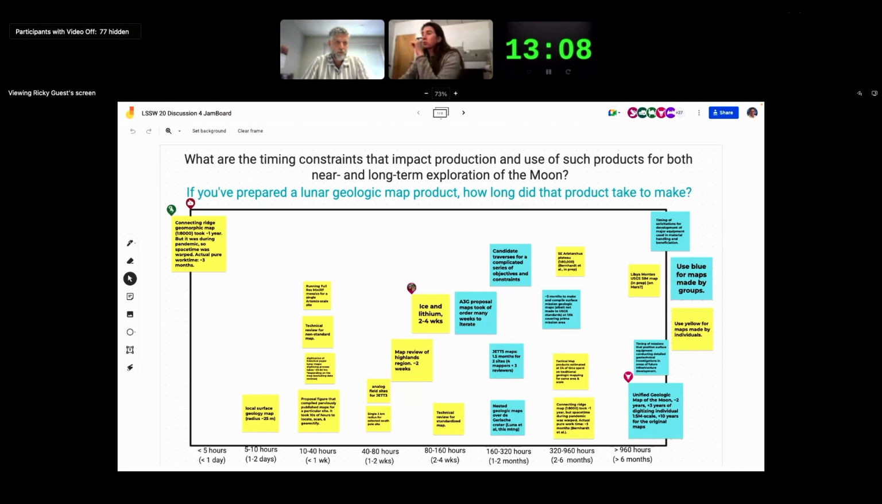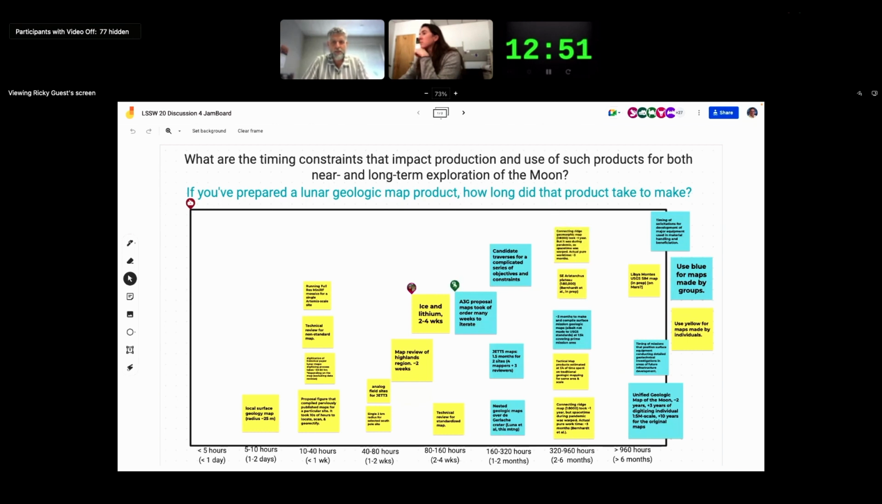Honest, I'm going to move this connecting ridge one over to 2 to 6 months, if that's all right with you. I'm assuming that that's yours. Yeah, this is a tough one.